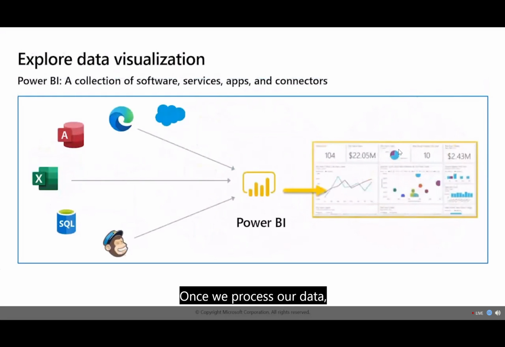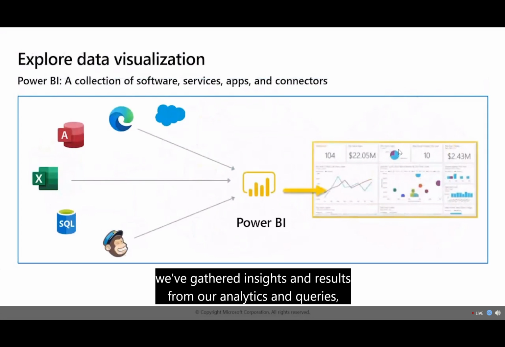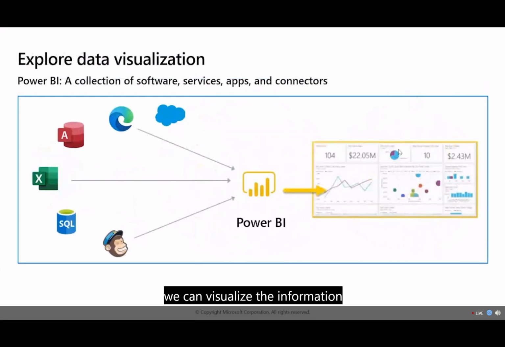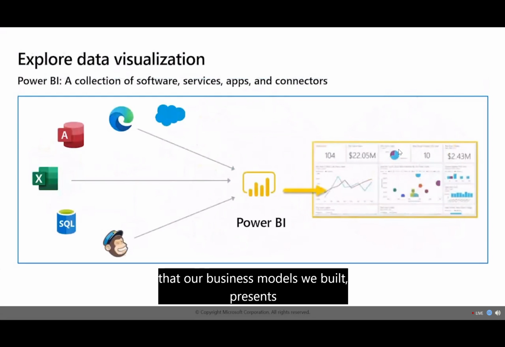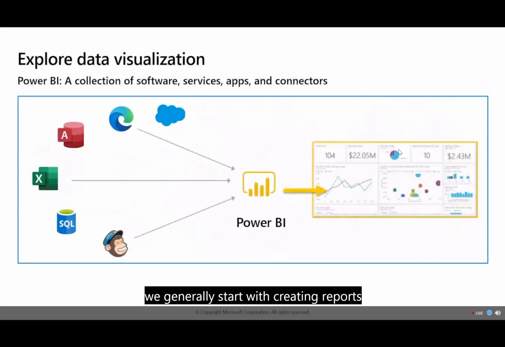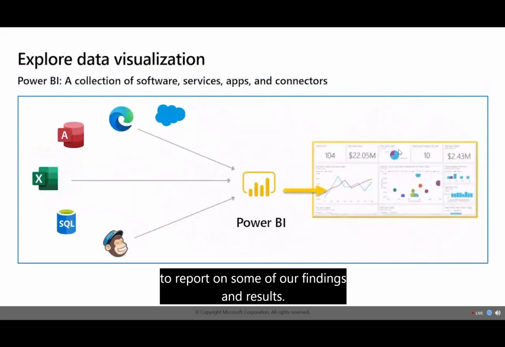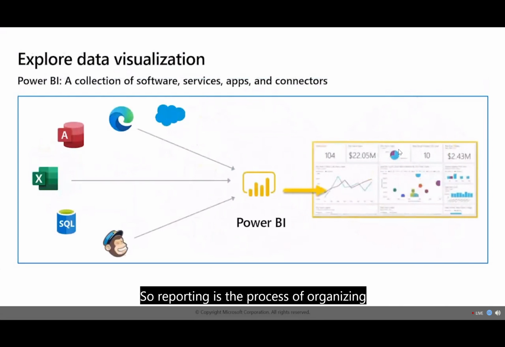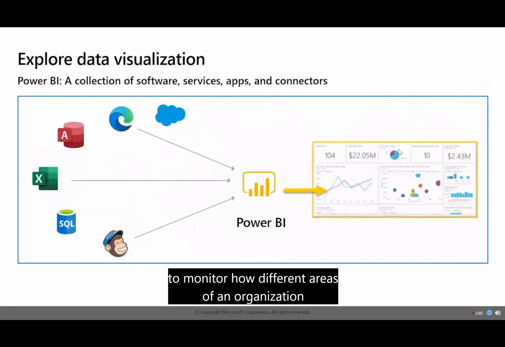Once we process our data, and we've gathered insights and results from our analytics and queries, we can visualize the information that our business models present using data visualization tools. To start the visualization piece, we generally start with creating reports to report on some of our findings and results. Reporting is the process of organizing data into informational summaries to monitor how different areas of an organization are performing.